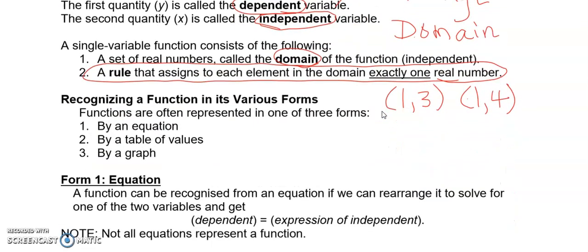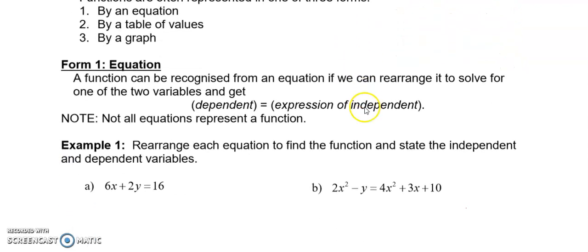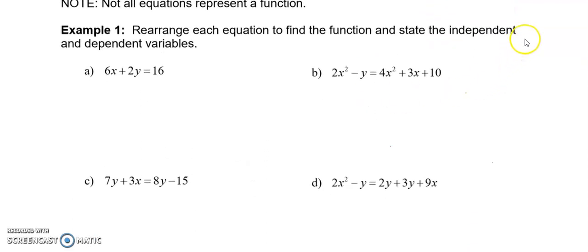So we're going to be looking at a function in various forms. We're going to be looking at equations, tables of values, which is the same as points really, and also at a graph. How can we recognize if something is a function or not? So let's look at example number 1 here on the bottom of page 2. What is this asking us to do? Well, it's saying to rearrange each equation to find the function, if it's possible, that is, and state the independent and the dependent variables. Now, some of these equations you can write two ways, and in that case, the dependent and independent variables would be different.